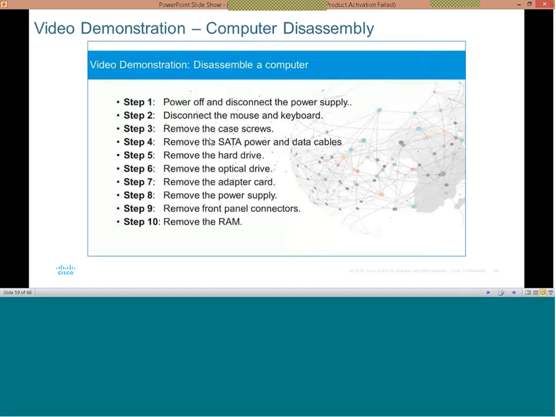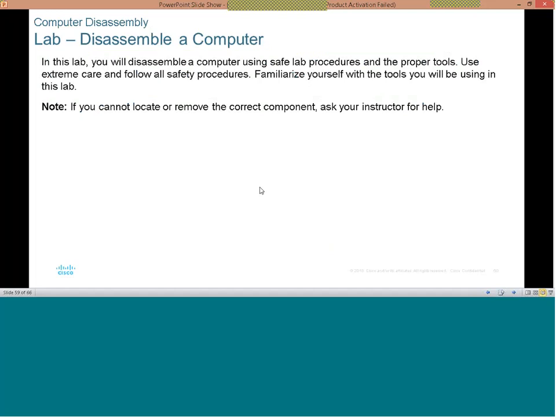So remove the case screws, remove the SATA power data cables, remove the hard drive, remove the optical drive, remove the data cables. Once you remove all these, it gives you access to the main circuit board. Okay. So in the lab, we expect our students to be able to disassemble this. I mean, you as an instructor will pick up a desktop, unscrew the different components there, and then bring them out.